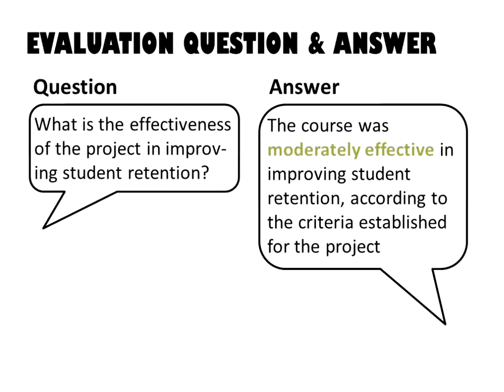Now, if we have a rubric to aid our interpretation of those data, we can provide more than description. We can provide an evaluative conclusion that would look more like this. The course was moderately effective in improving student retention according to the criteria established for the project. Now, it was crucially important that we actually share those criteria and the specific results to substantiate those answers. We need to have that information available, like in an appendix of a report, so that we have a very transparent process.